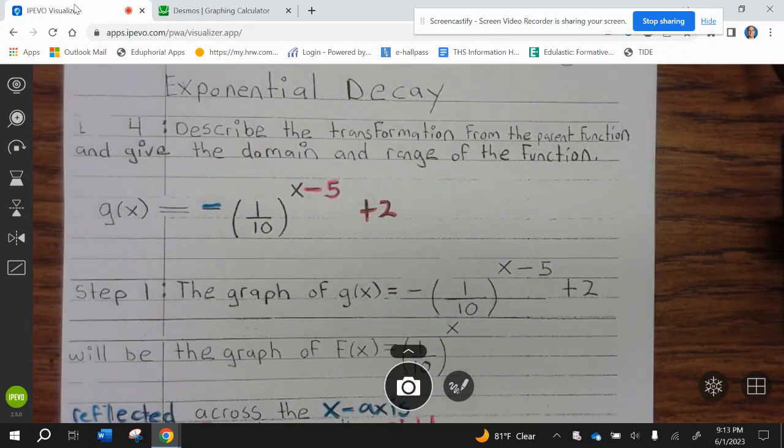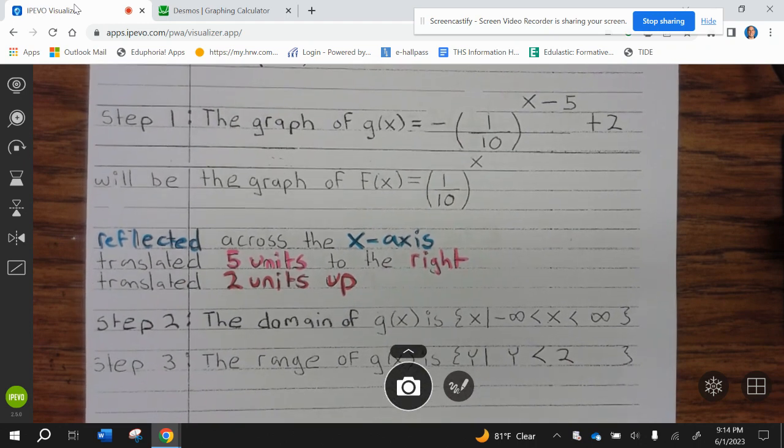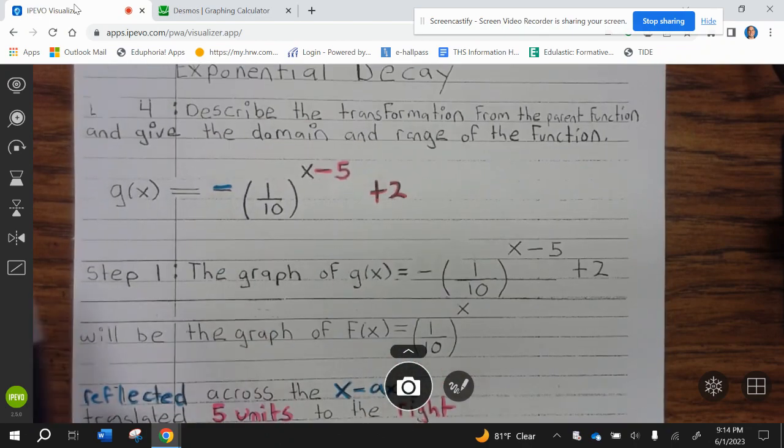Example 4, describe the transformation from the parent function and give the domain and range of the function. When g of x equals -(1 divided by 10 to the x minus 5) plus 2. Step 1, the graph of g of x equals -(1 divided by 10 to the x minus 5) plus 2 will be the graph of f of x equals 1 divided by 10 to the x, reflected across the x-axis, translated 5 units to the right, and translated 2 units up. The domain of exponential is always -infinity to +infinity, and the range is y less than 2. And the reason why it's less than is because it reflected.